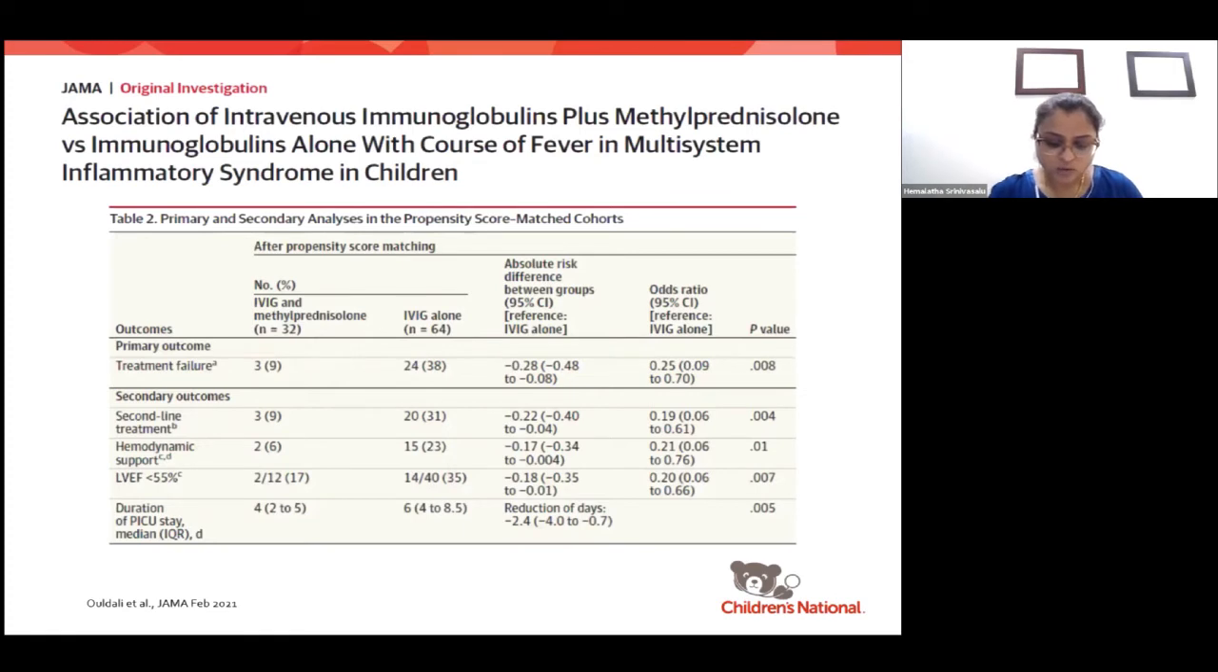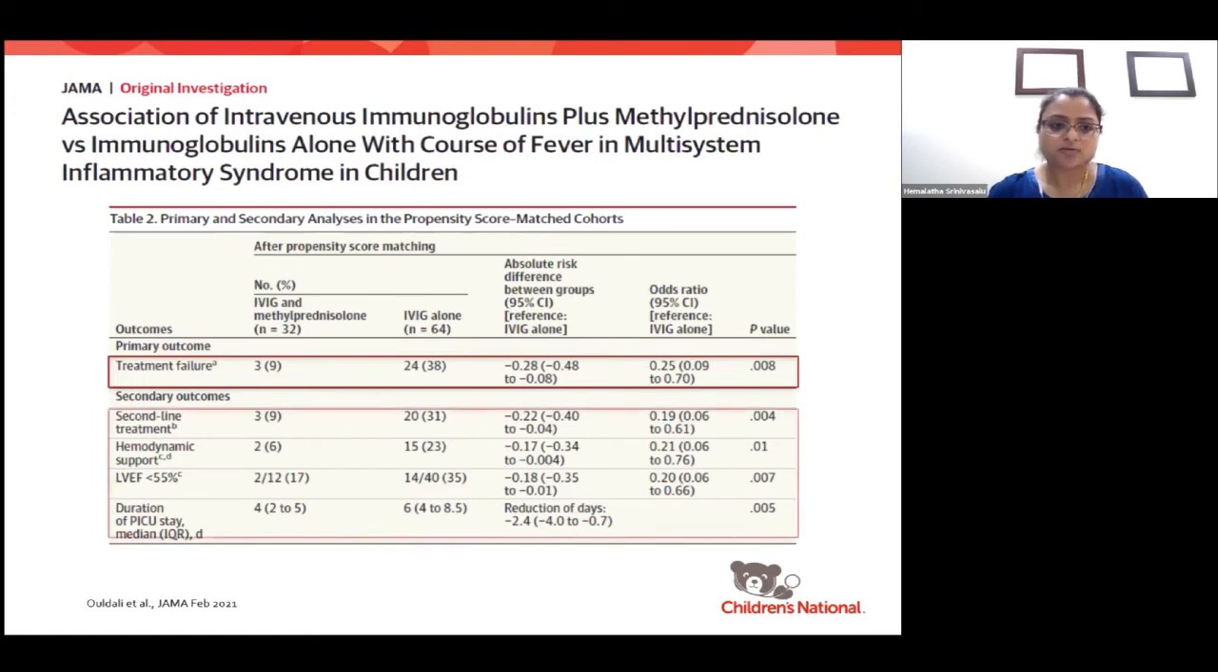This study from France was able to retrospectively compare patient outcomes in those who were treated with a combination of IVIG and methylprednisolone with those who were treated with IVIG alone. They were able to demonstrate that patients who were treated with the combination of IVIG and methylprednisolone fared much better in terms of treatment failure when compared to those who were treated with IVIG alone. Along the same lines, several of the secondary outcomes, such as second-line treatment, hemodynamic support, left ventricular ejection fraction, and also duration of PICU stay, were favorable in the IVIG and methylprednisolone group.